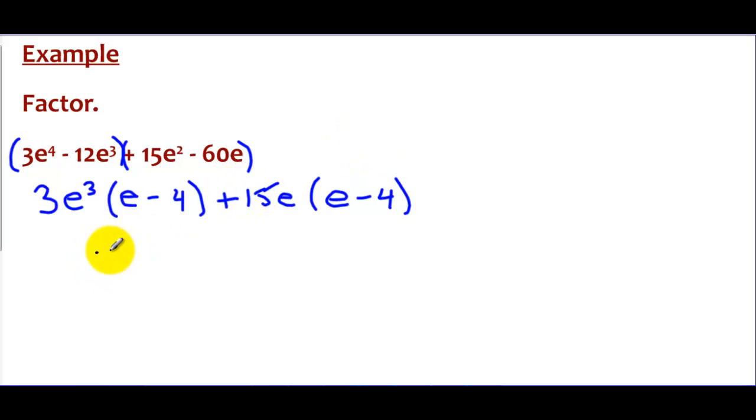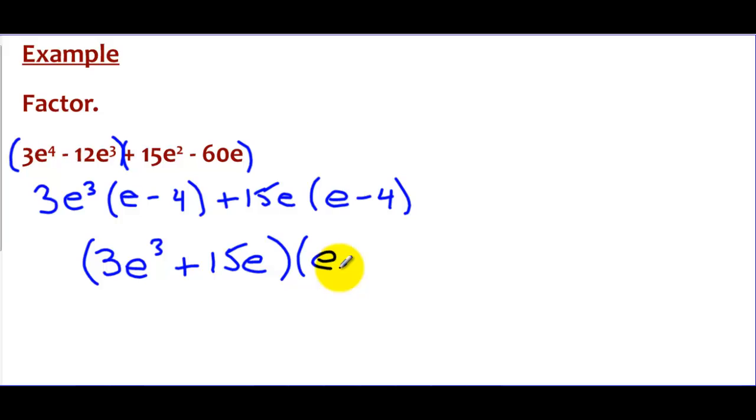Okay, so let's do our regroup. This is what we would usually do with factoring by grouping. 3e to the third plus 15e, those are my GCFs, so they go into a parentheses together. And e minus 4 would be the other one, and that is matching, so I can say that that's the second factor.